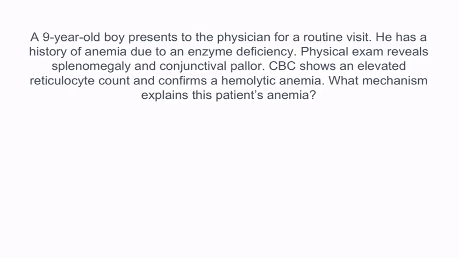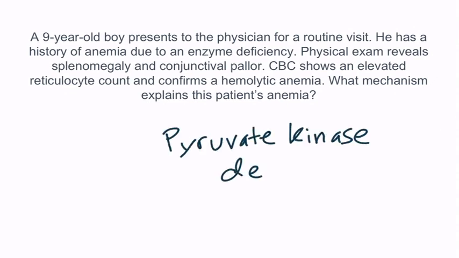A 9-year-old boy presents to the physician for a routine visit. He has a history of anemia due to an enzyme deficiency. Physical exam reveals splenomegaly and conjunctival pallor. CBC shows an elevated reticulocyte count and confirms a hemolytic anemia. What mechanism explains this patient's anemia? Hopefully from the question stem you notice that this boy has a pyruvate kinase deficiency.